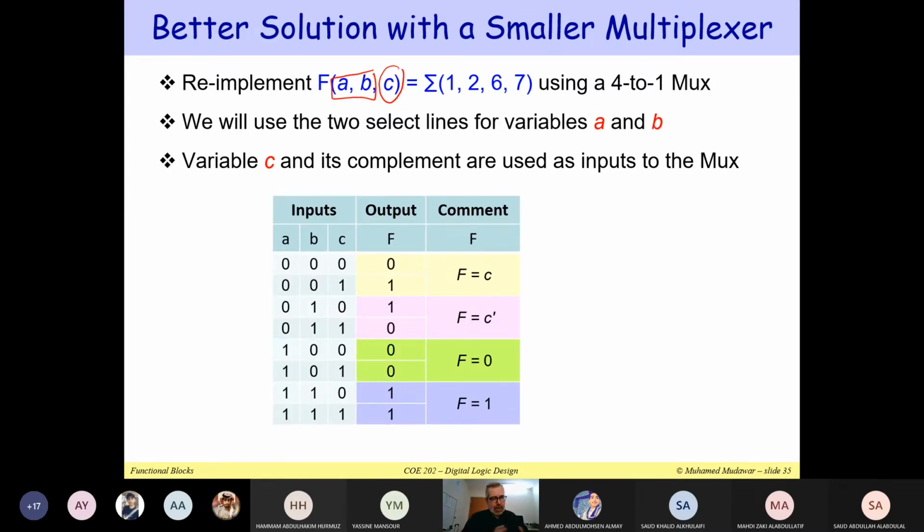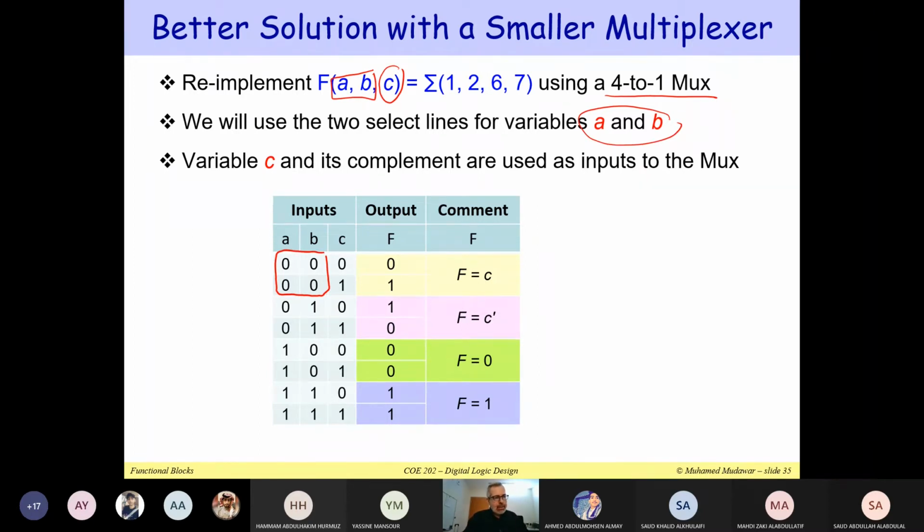Okay, so this is the truth table that we have seen in the previous slide. I'm just copying it, but I'm looking at the truth table in a different way. Let me show you how I look at the truth table now. If I'm going to use A and B as my select inputs, the focus will be on A and B only. So we are using a 4-to-1 multiplexer, and we're going to use only two select lines, A and B.